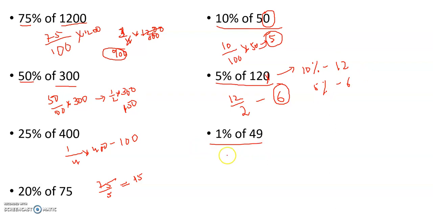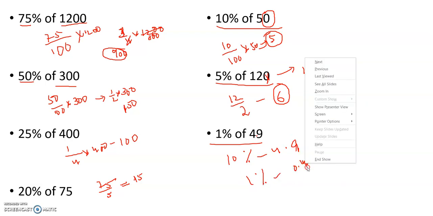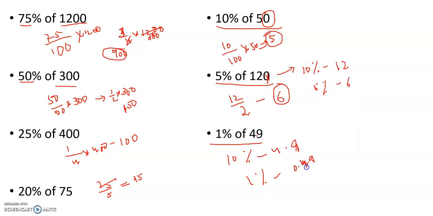1%. I just told you how to calculate 10%: for 49, 10% is 4.9. To get 1%, you can just write 0.49. So instead of writing 1 by 100 into 49, you can just move the decimal two places to the left.